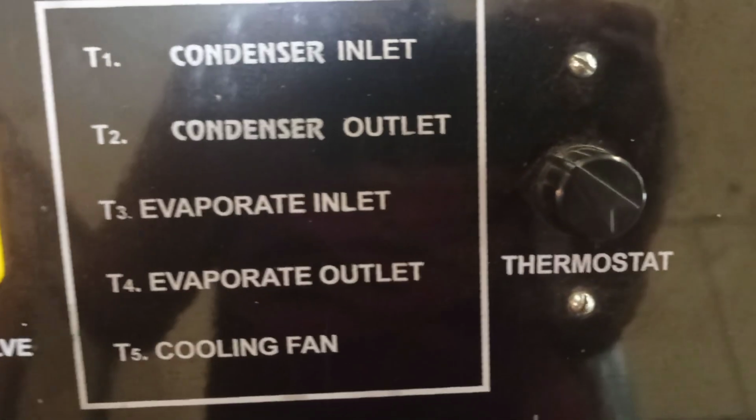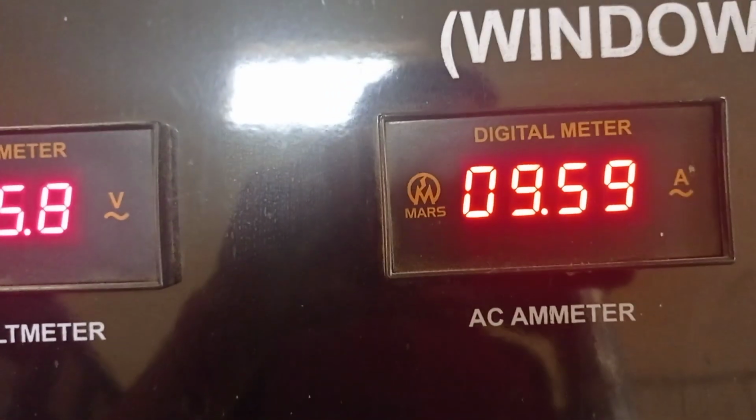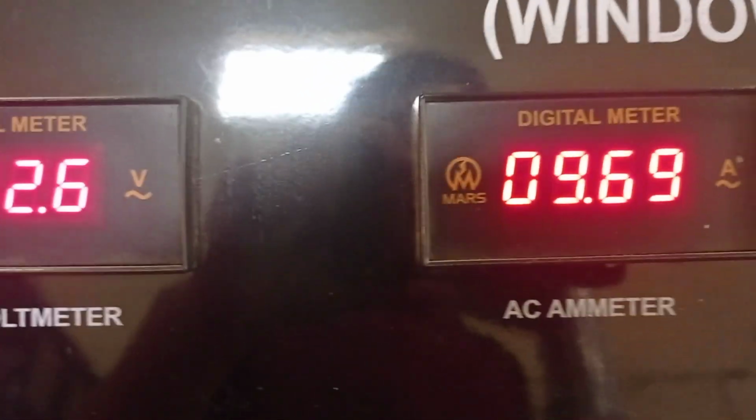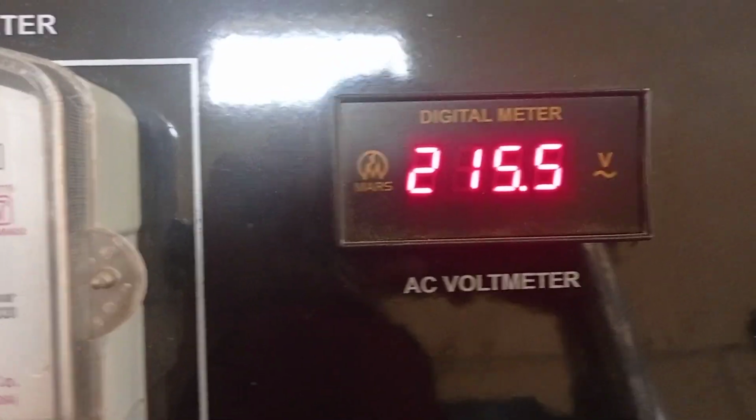This is a thermostat to control the temperature. These are the temperature selectors. This is a temperature indicator. This is an ampere meter, which tells the reading of the compressor input, the electricity the compressor is consuming, and this is a watt meter.